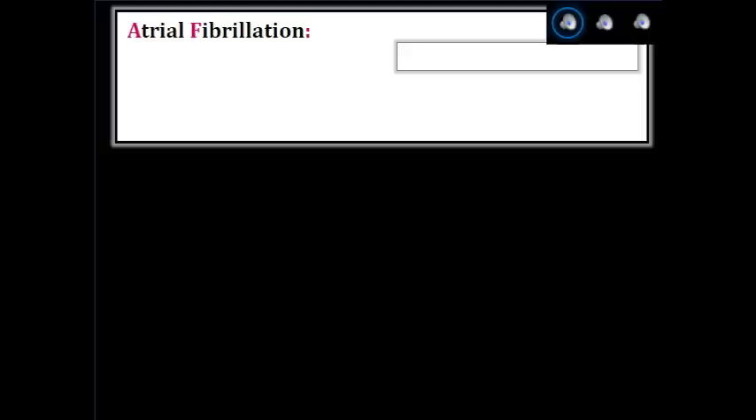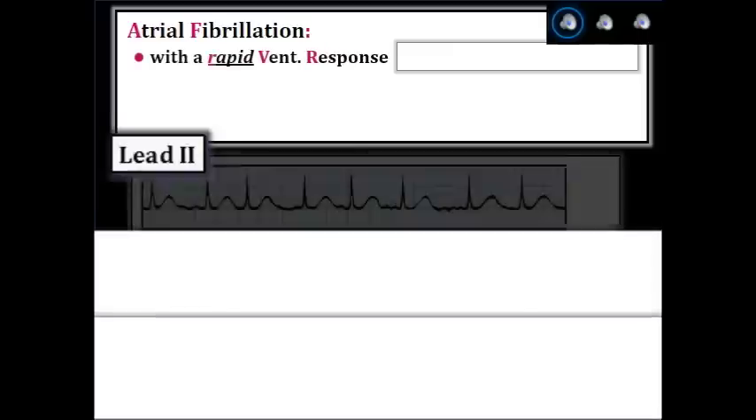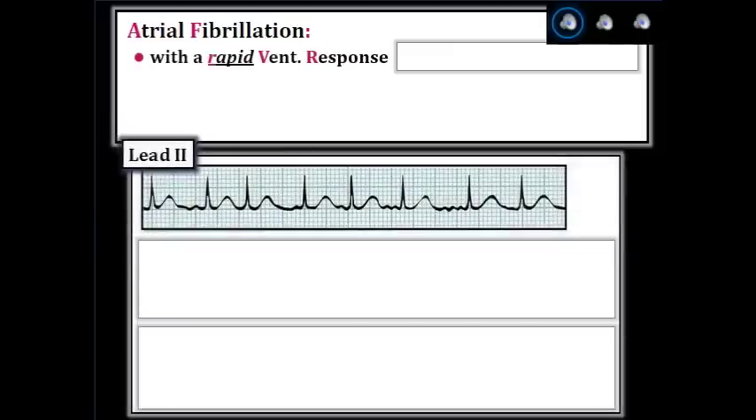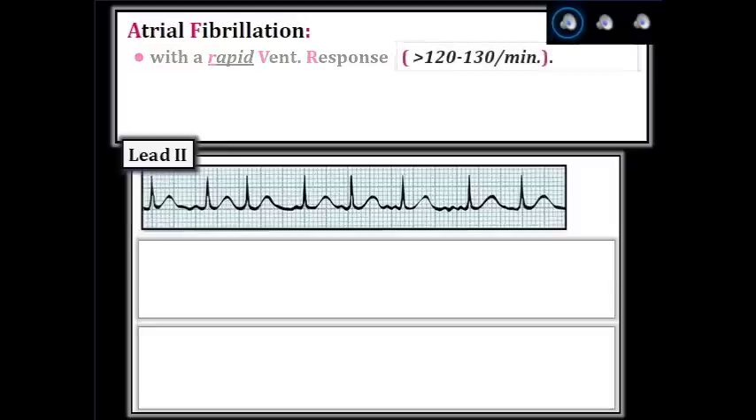Complete description of AFib entails specification of the ventricular response. For example, this is rapid AFib, in which the average rate is 120 to 130 per minute or more. We know the rate is this fast because the R2R interval for most beats on this tracing seems to be between 2 to 3 large boxes in duration.